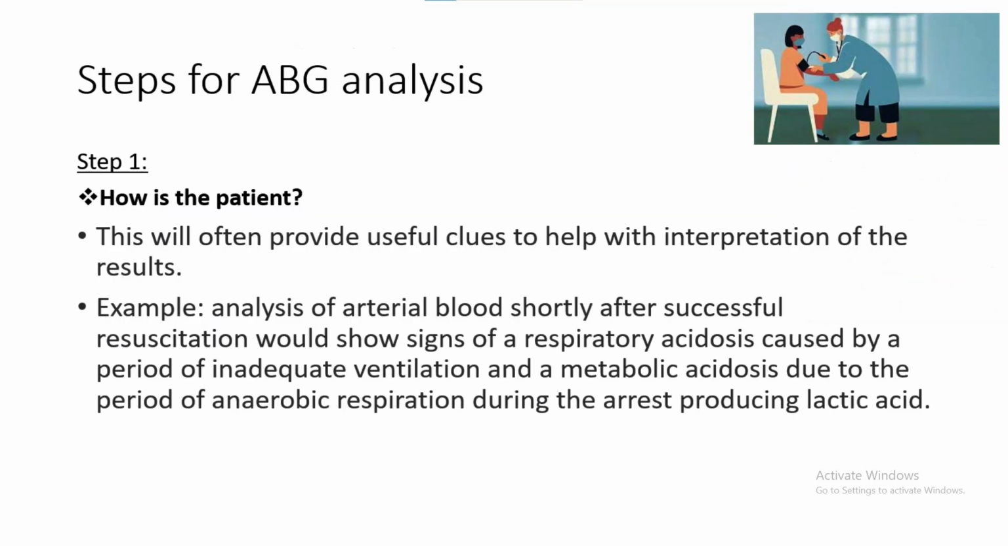Steps for ABG analysis. Step 1. How is the patient? This will often provide useful clues to help with interpretation of the results. Example: analysis of arterial blood shortly after successful resuscitation would show signs of a respiratory acidosis caused by a period of inadequate ventilation, and a metabolic acidosis due to the period of anaerobic respiration during the arrest producing lactic acid.